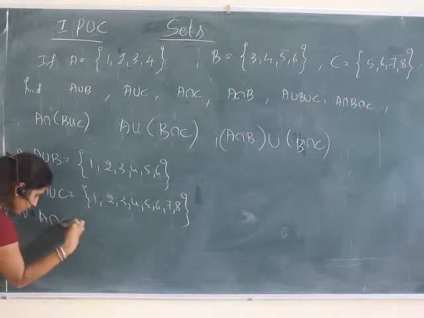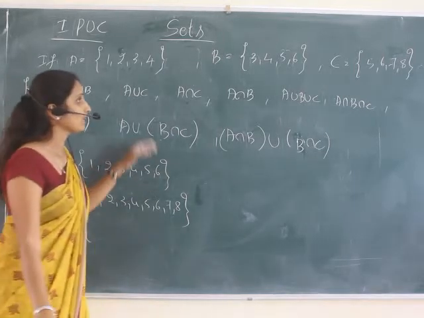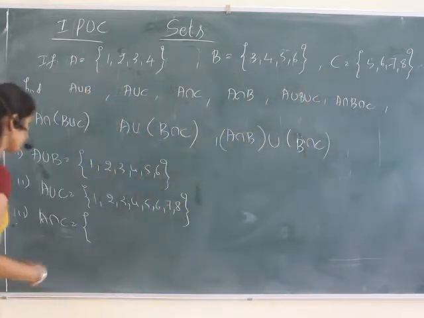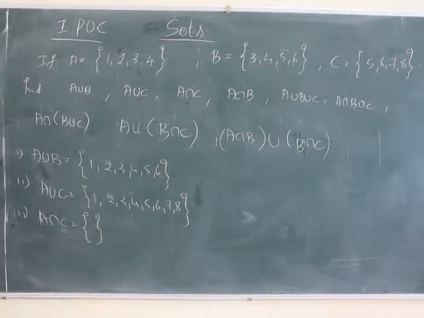Next, A intersection C. That means the common elements between A and C. The common element between A and C is nothing. So there is no common element, so it is just an empty set. Next one is A intersection B.